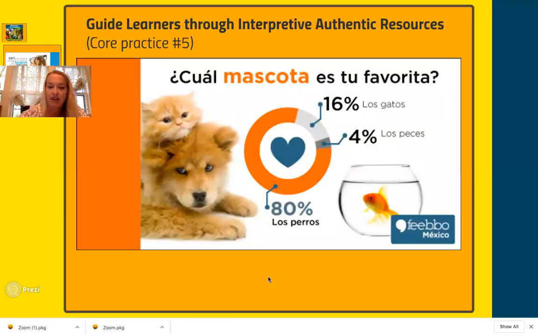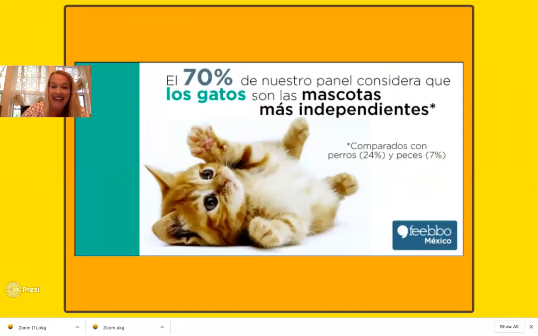Okay, we talked about infographics. Here's one that I searched up right before teaching Brandon Brown. This is about pets. ¿Cuál mascota es tu favorita? Which pet is your favorite? And it has a little pie chart, and it talks about 80% de las personas les gustan los perros. They like the dogs, and then 16% like cats, and 4% fish. And it's authentic. It's created by speakers of the language for speakers of the language, but very compelling and very comprehensible. Here's another one about cats.